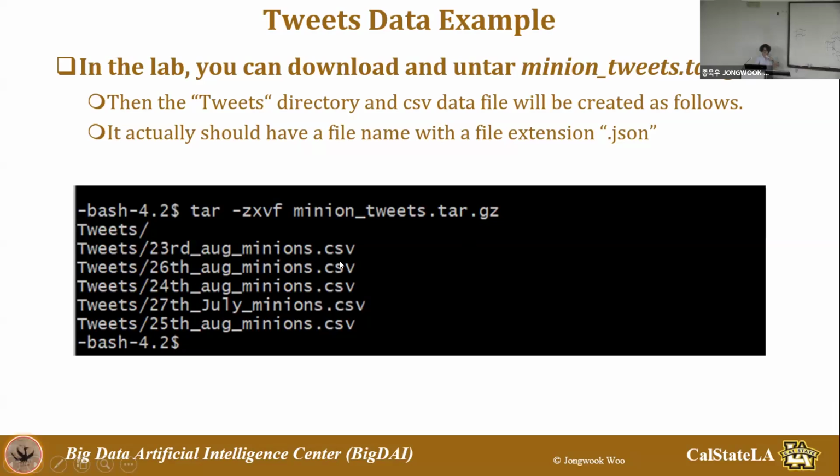I mistakenly named the file as a CSV file, but actually this is a JSON file. So the file name sounds like comma separated value, but if you open it, you can see the JSON file format. So that is my mistake, but still you can take it as a JSON file. It's not a CSV file. Okay, that's what you need to remember.